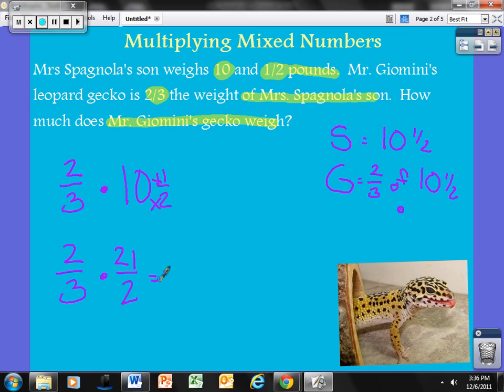Yes. I can multiply straight across. 2 times 21 is 42. 3 times 2 is 6. Now, this says 42/6. It also says I have 42 out of 6, or it says 42 divided by 6. 42 divided by 6 equals 7. And the unit of measure here is pounds, so my gecko weighs 7 pounds. That is a very heavy gecko. If you know anything about geckos, that's a fat gecko.